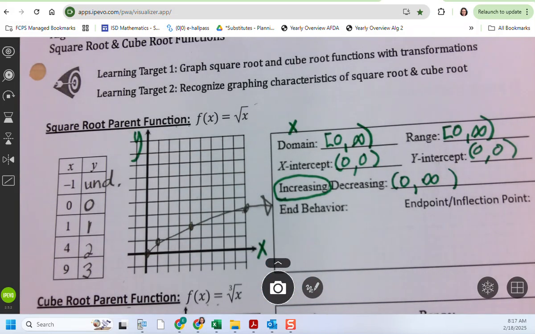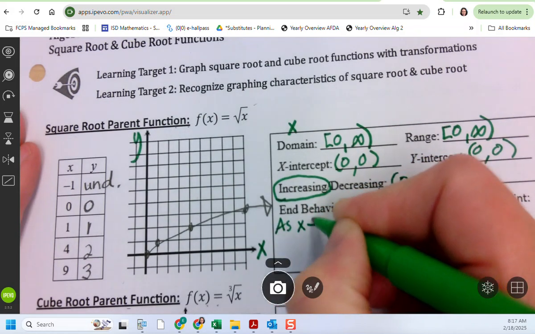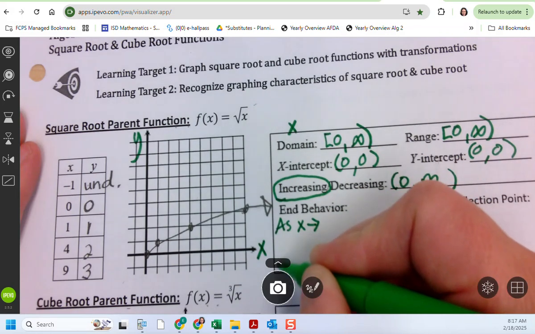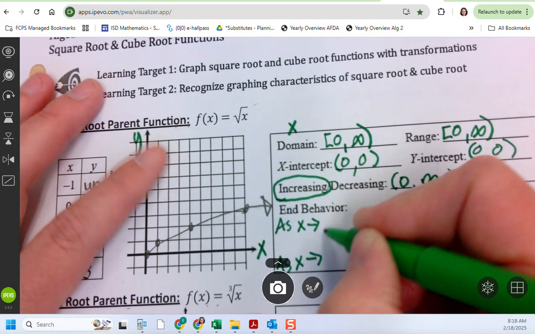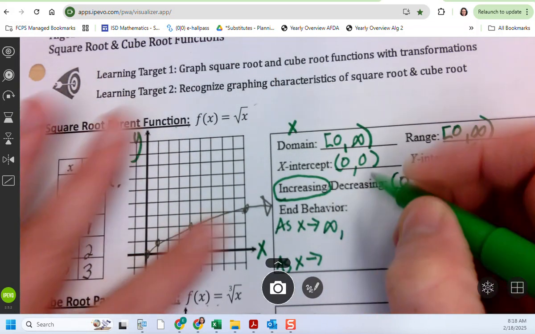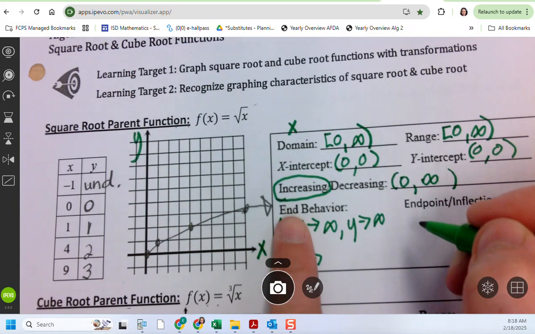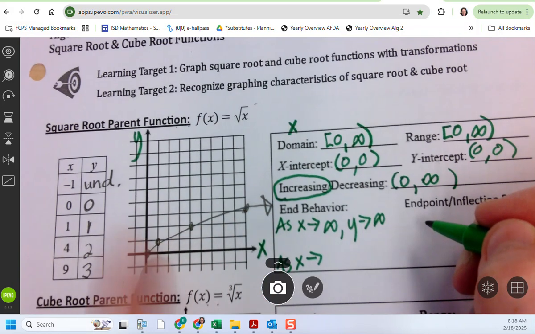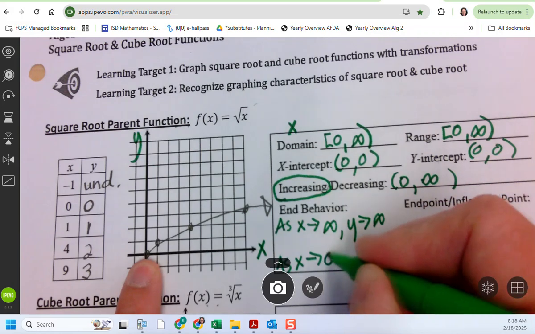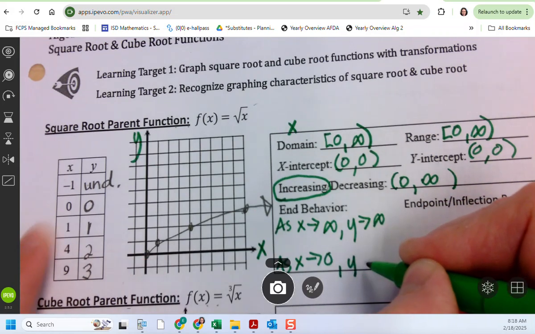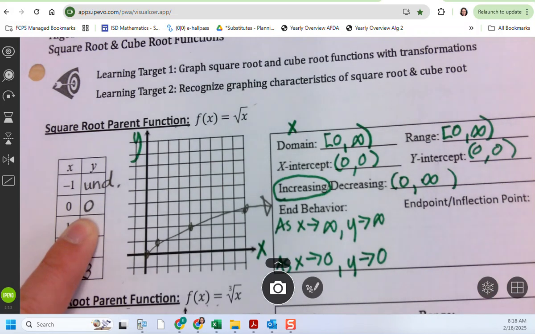All right, end behavior. It's going to have as x goes to, and then we'll do y goes to, and then as x goes to. So on the right side, x is going to positive infinity. As x goes to infinity, the y is going up. So it's going to infinity. On the left side, x is not going to infinity. It stops right there. So x can only go to 0. As x goes to 0, y is also going to go to 0. So that's new because we have a stop point right there.